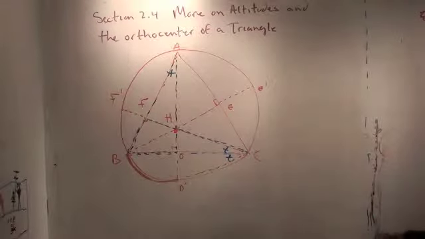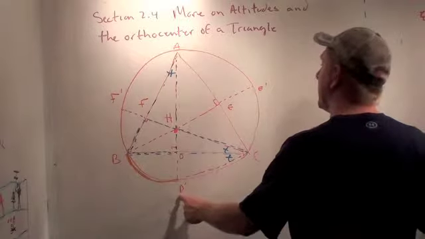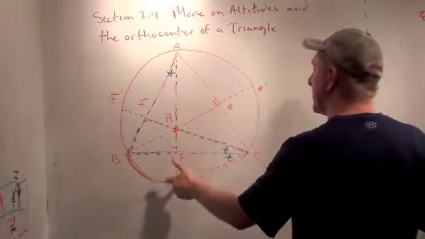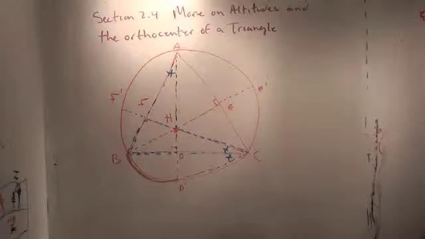And I'm sorry, it's clear from the picture, I hope, but what D prime, E prime, and F prime are when you take the altitudes and extend them, is where they intersect the circumscribed circle. That's what D prime is.